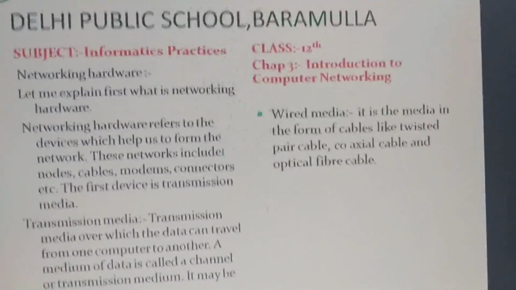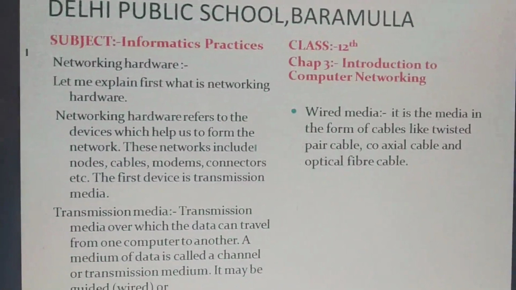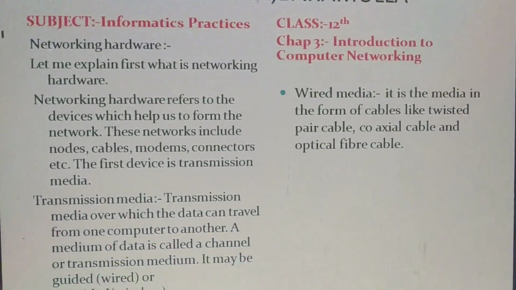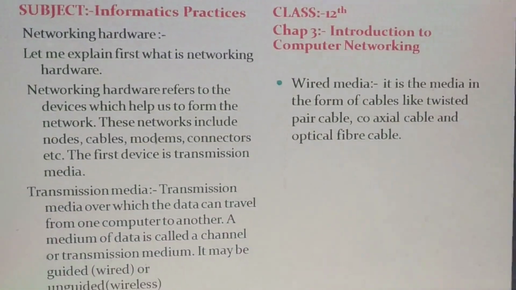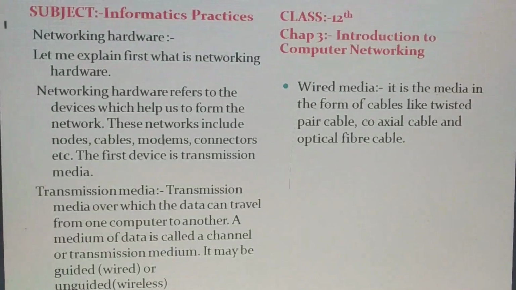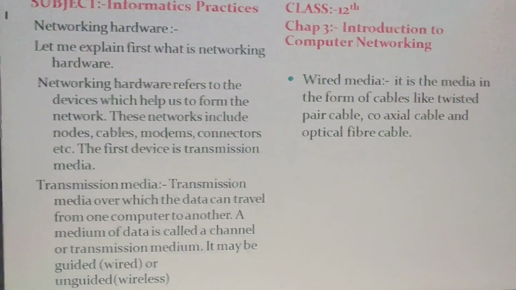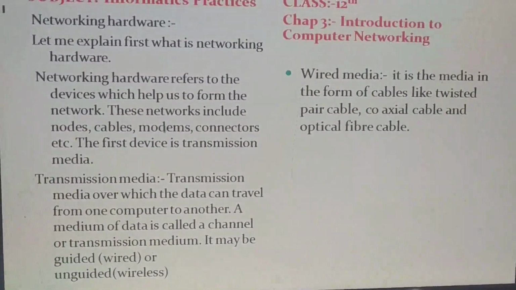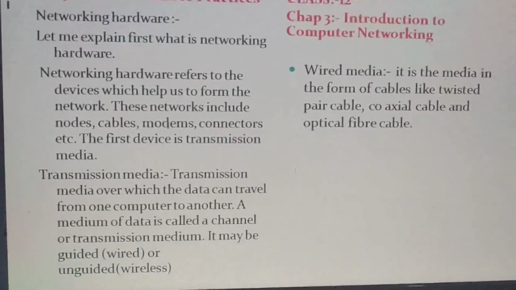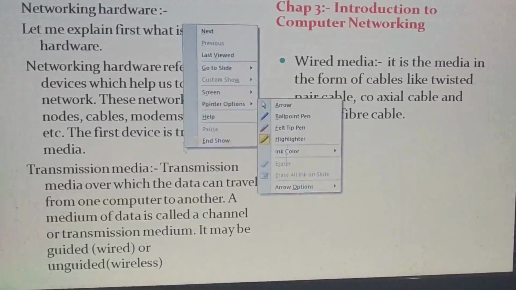As you know, hardware parts are the parts of a computer system which can be touched and seen, and networking hardware refers to the devices which help us to form the network. These include cables, modems, connectors, etc. The first device is transmission media. So the connectors, modems, cables and nodes, meaning workstations, those computers which are used in a network, are all known as network hardware devices.